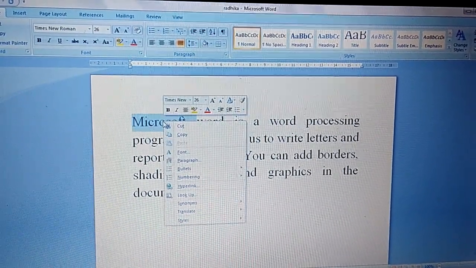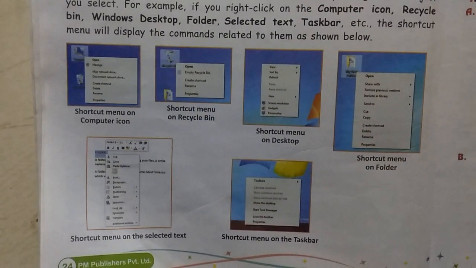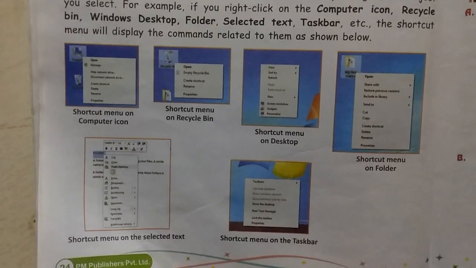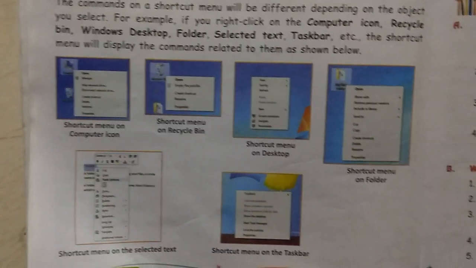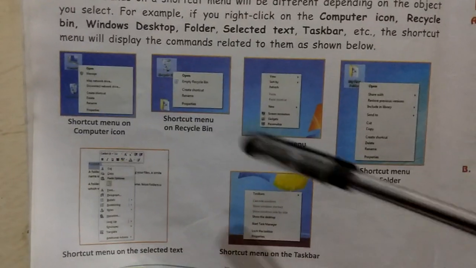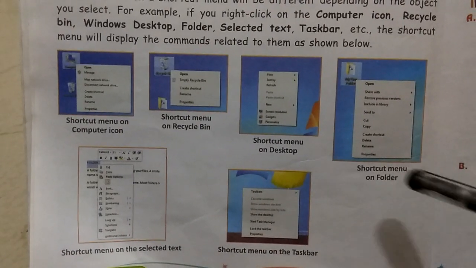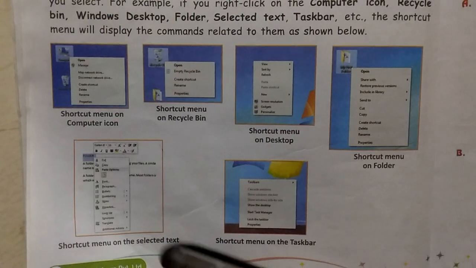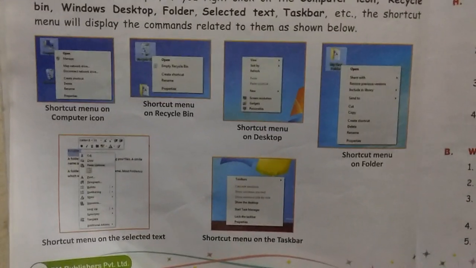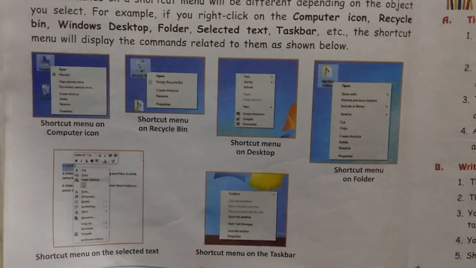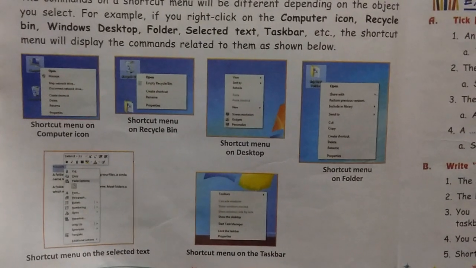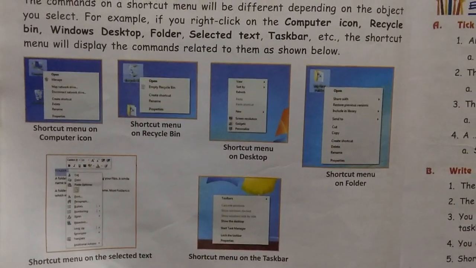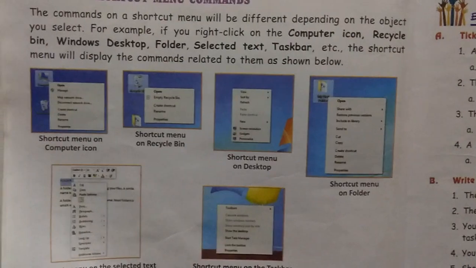So here in your book, 6 shortcut menus appear. That is a shortcut menu on a computer icon, shortcut menu on recycle bin, shortcut menu on desktop, shortcut menu on folder, shortcut menu on the taskbar, and shortcut menu on the selected text. So students, you have to read this chapter and try to understand this chapter. And the book exercise and the question answers of this chapter I will upload in the WhatsApp group.